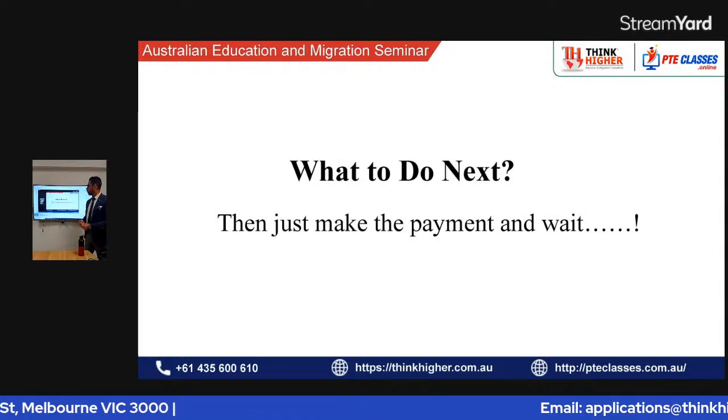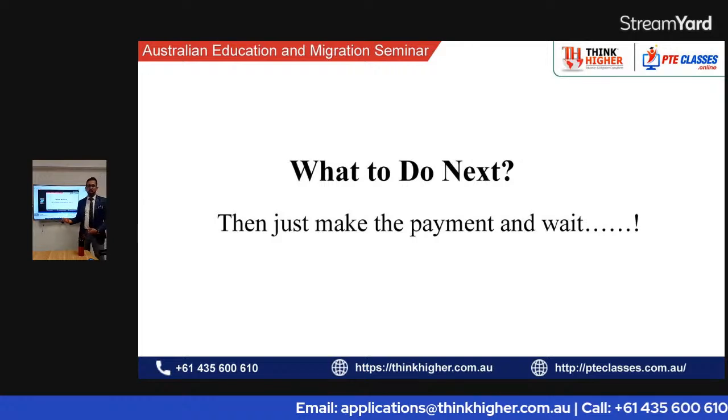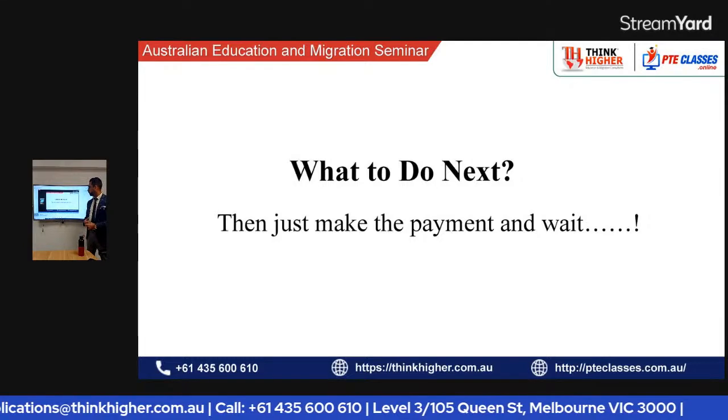Now, obviously, what do you do next? Once you submit these documents, you need to pay. The charge is $500 for the skill assessment. You need to pay that in order to get your degree assessed. Let's go next.